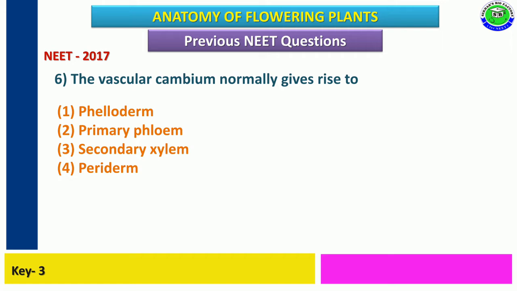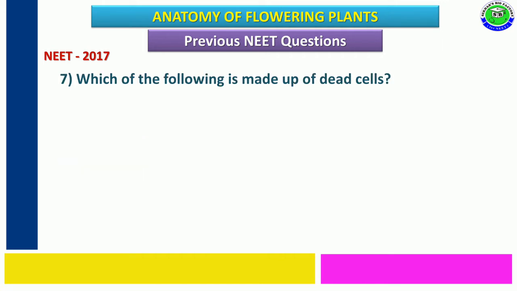The vascular cambium is present in between xylem and phloem. Due to its activity, it can produce secondary phloem towards outside of the cambium ring and secondary xylem towards inside of the cambium ring. In these four options, only secondary xylem can be produced from the cambium ring.